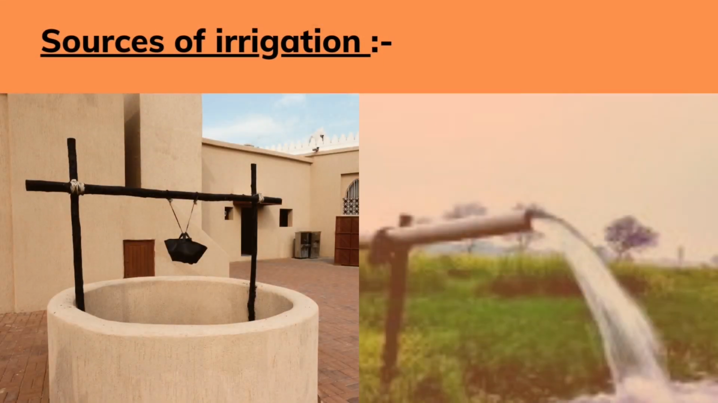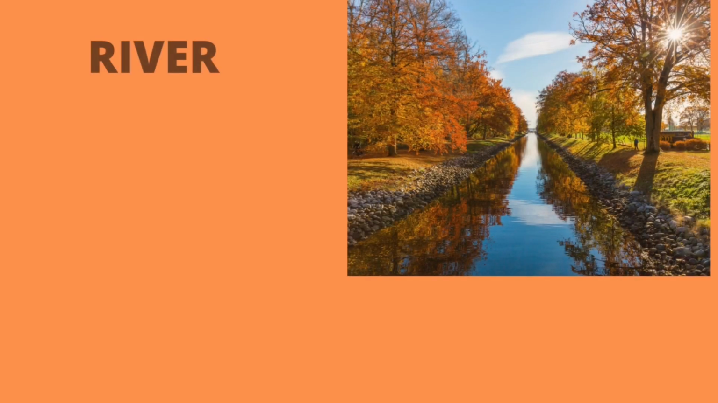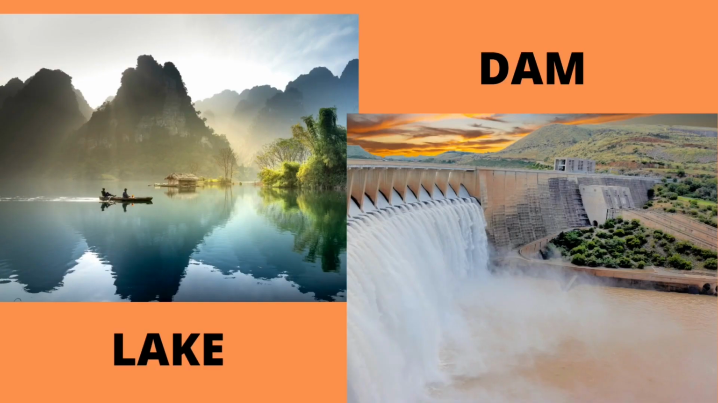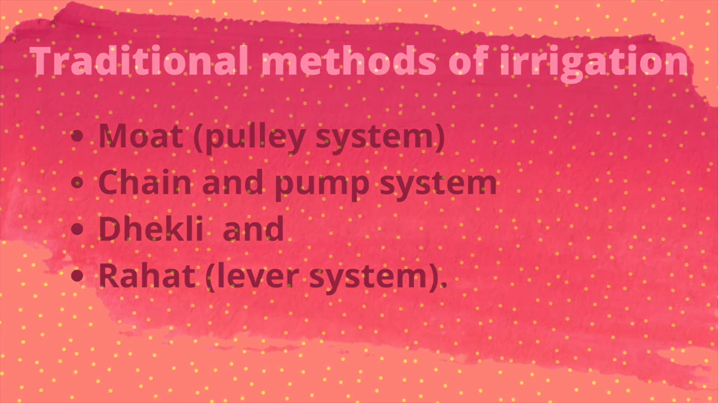What are the sources of irrigation? For irrigation, water can be obtained from wells or tube wells, ponds, river, canal, lake or a dam. Now let's study the traditional methods of irrigation which were used by farmers. So there are 4 types which we will study. One is moat, that is pulley system, chain and pump system, Daigly and Rahat or lever system.